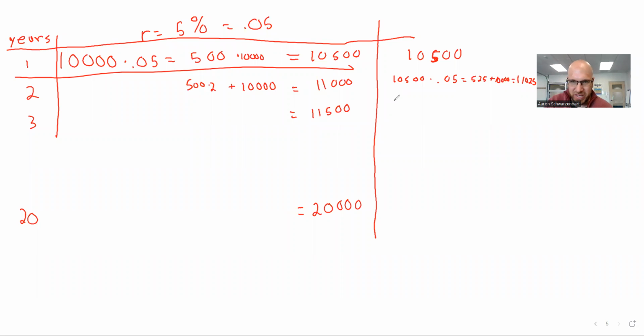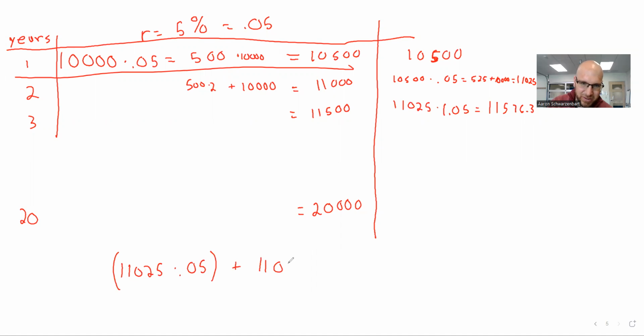For my next one, now I'm taking my amount. What I'm doing here is I'm actually just going to multiply by 1.05. And I'll show you why I'm doing that in a second. And that gives me 11,576.3. So here what I've got going on is my amount, 11,025 times my 0.05. And that gives me my amount of interest this year. And I added my initial amount.